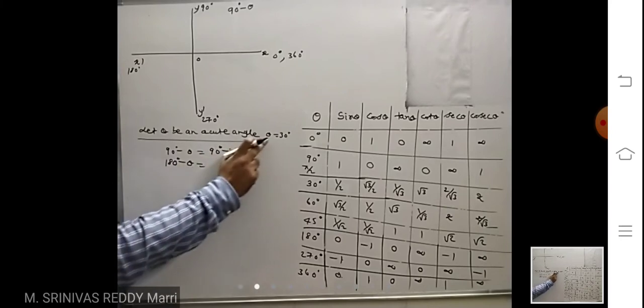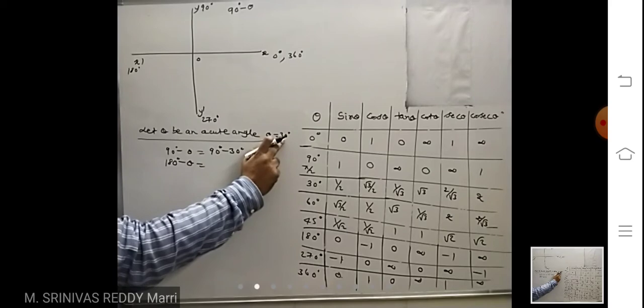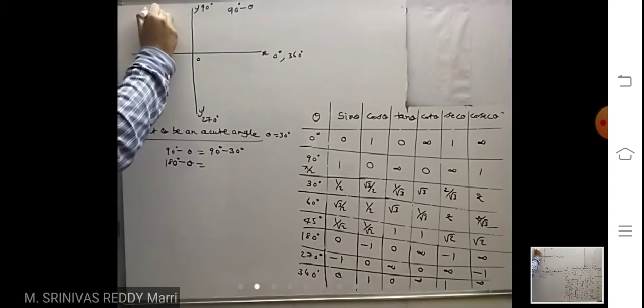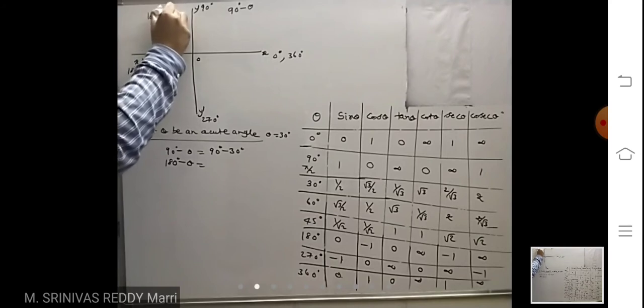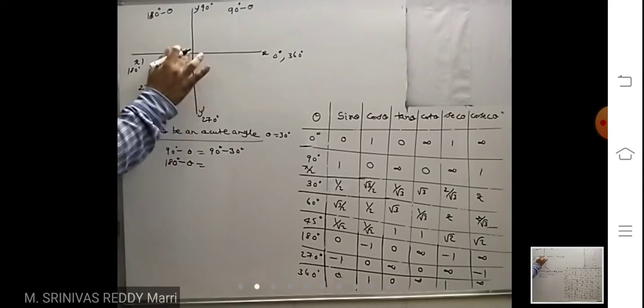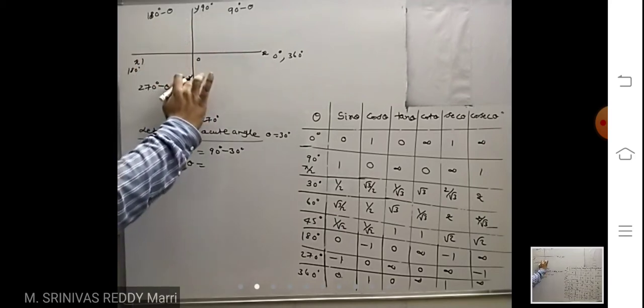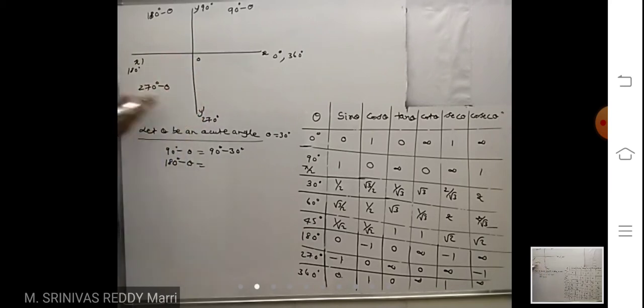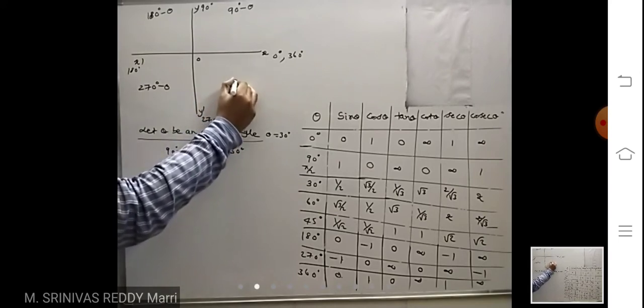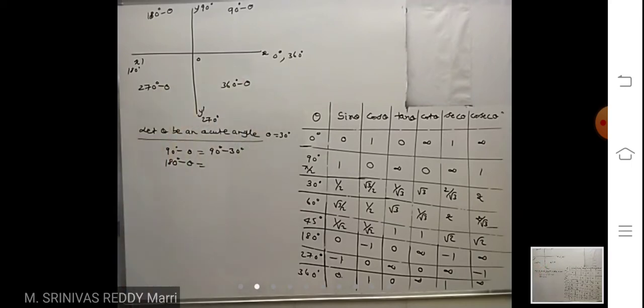Theta is an acute angle. 180 minus 30 means where will it lie? 150. So this is 90 plus 60. That means in the second quadrant, the angle will be of the form 180 minus theta, that means less than 180. In the third quadrant, it will be of the form 270 degree minus theta. Look at, this is 270, so in this quadrant it will lie less than 270. In the fourth quadrant, the angle will be of the form 360 degree minus theta.